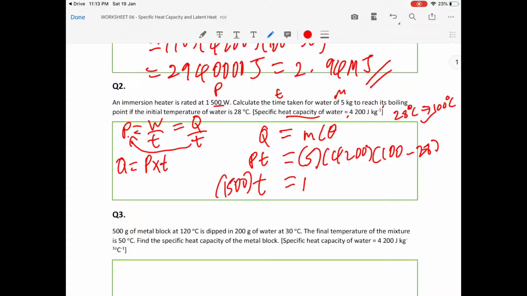So again, another big number, 1,512,000. If you're wondering why the number is so big, it's because this is a lot of water, 5 kilograms, and the previous question was 10 kilograms. So I'm just going to solve for t, 1,512,000 divided by 1500, and I'll get 1008 seconds. It takes quite a long time to boil this water. That's how you do a specific heat capacity question.